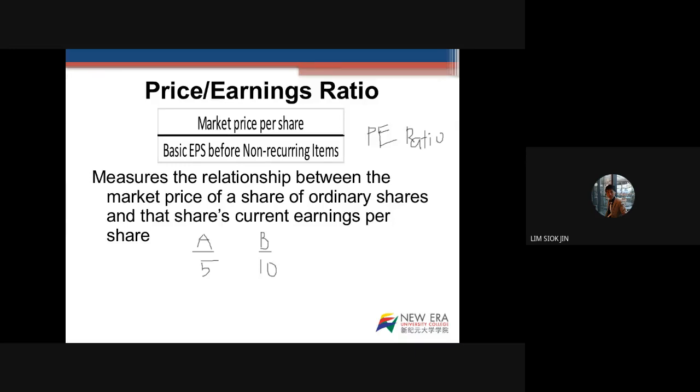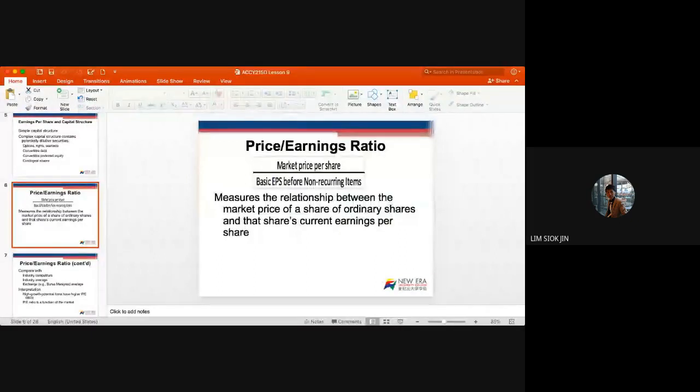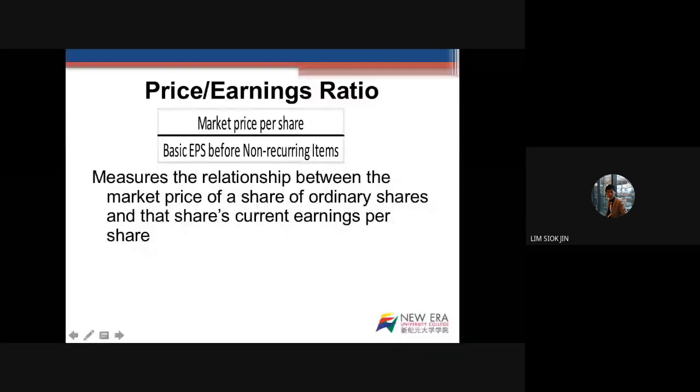A is 5, B is 10. Let me write that down. A is 5, B is 10, PE ratio. So what it means is, for example, how A gets 5, how B gets 10.